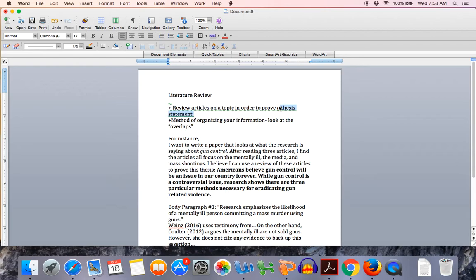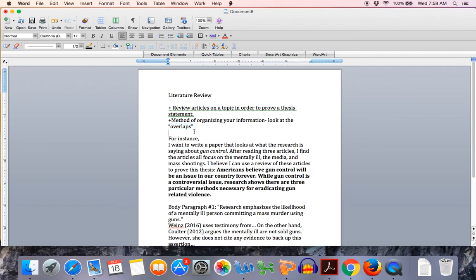And then the way that you organize the information in your literature review is by looking at some of the overlaps between these articles. So you'll remember I talked to you about overlaps in the form of handshakes, right? So if there's a way in which the articles are talking about things in a similar way, if they're talking about a similar idea, if they're talking about something using a similar tone, or if they're talking about an idea but they have two different positions on the idea, right? So those are called overlaps, and that's how you would organize your information in this literature review.